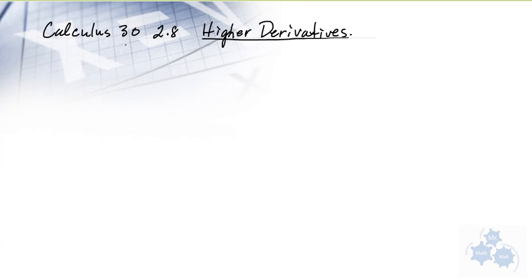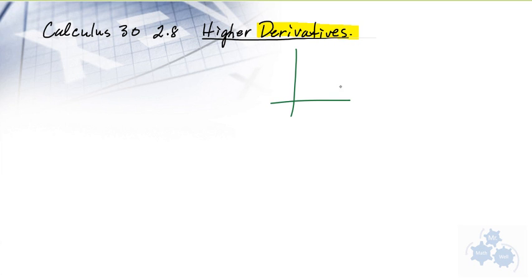All right, in this lesson for Calculus 30, we're going to focus on section 2.8 in the textbook. And the title of that section is Higher Derivatives. Okay, so we've been studying derivatives. You know what a derivative is. A derivative is a relationship between the variables describing the slope of the tangent line of a curve.